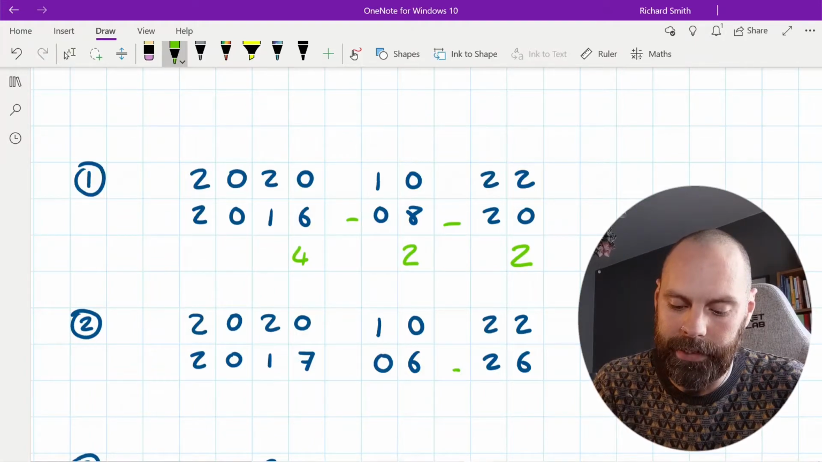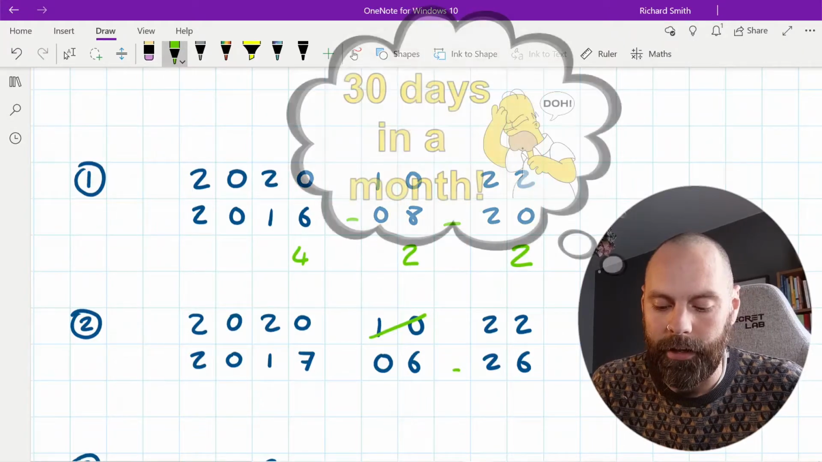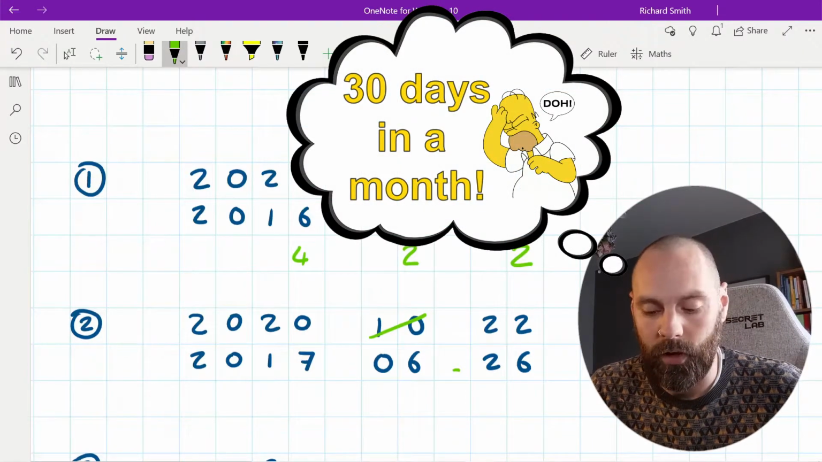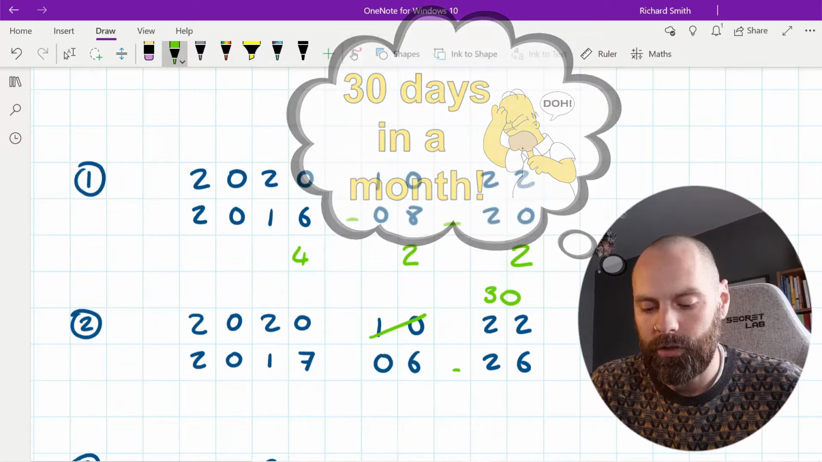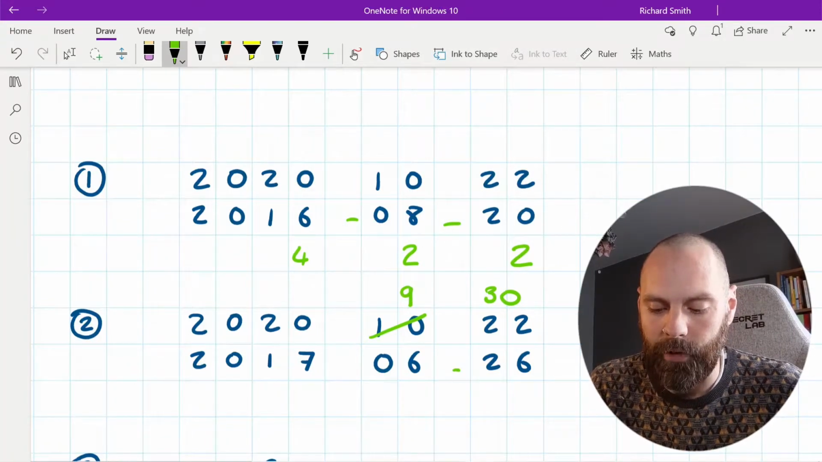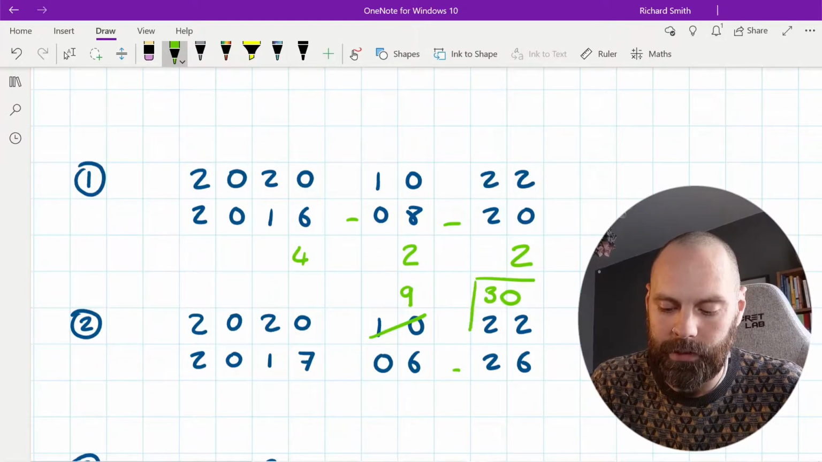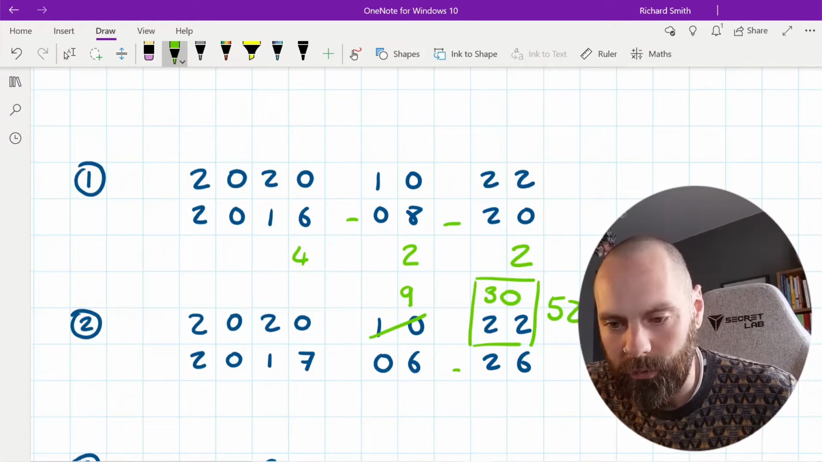So we're going to look at our months here. So we've got 10 months, and we're going to convert those 10 months and borrow a month and take it over into the days column. So there are 30 days in a month is what we're going to use for all of these conversions. At the most, you'll only ever be one day out with these calculations if you use 30. So we're going to move 30 days over, which means we've now got 9 months left, and we've got 30 days over here. So now, instead of 22 days, we've got a total of 52.